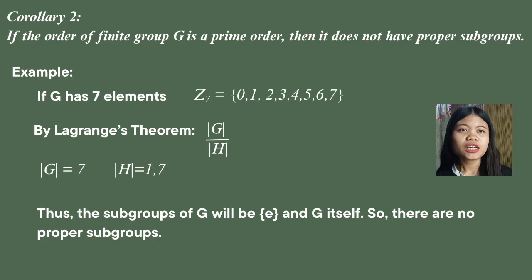Good day, everyone. To continue, I will discuss corollary number 2, which states: if the order of a finite group G is a prime number, then it does not have any proper subgroup. So let's start with the basic idea. If a group is finite and its order is a prime number, then the only subgroups it can have are the trivial subgroup, which contains only the identity element, and the group itself. There are no other proper subgroups.